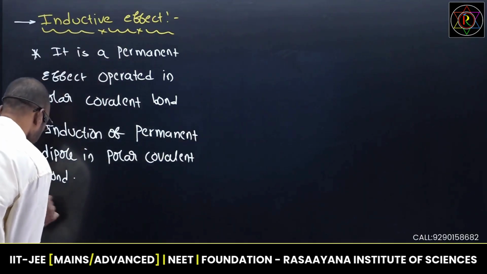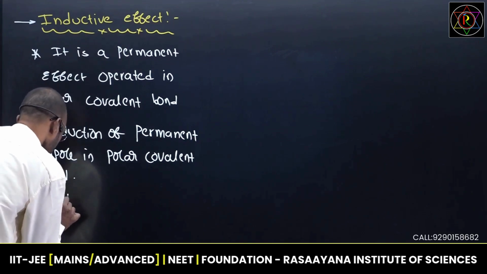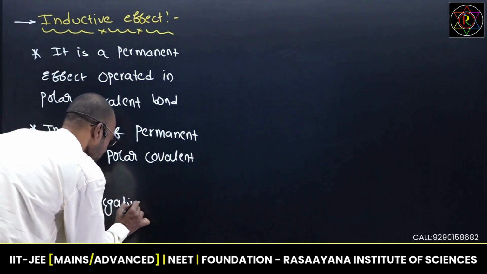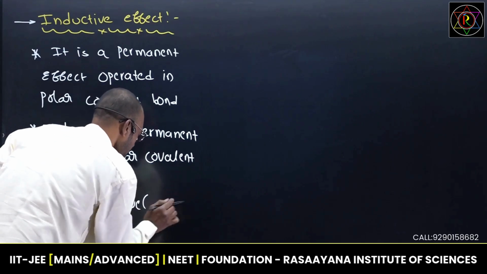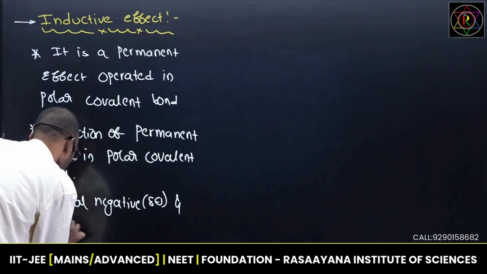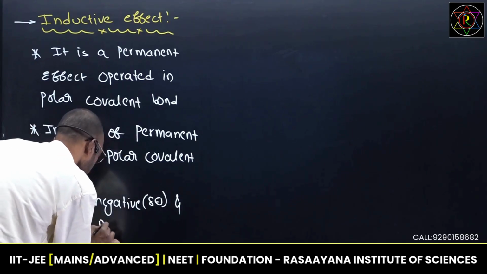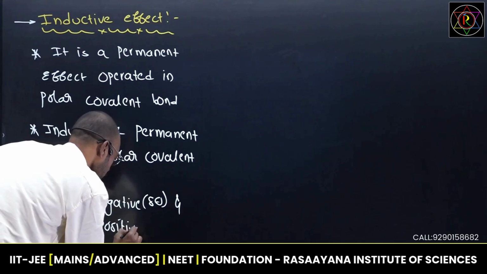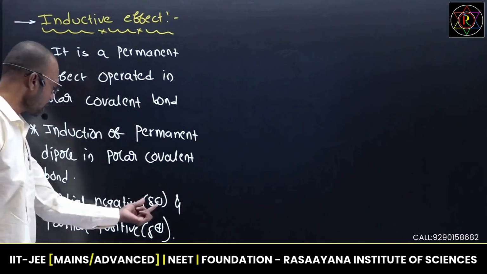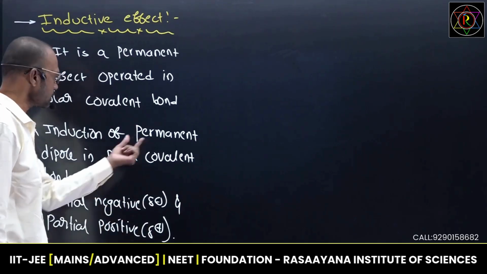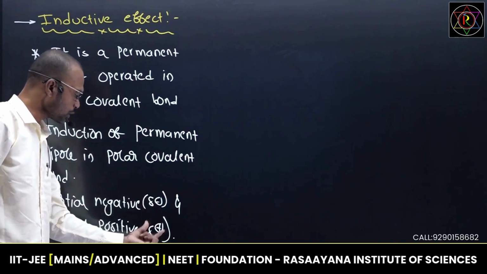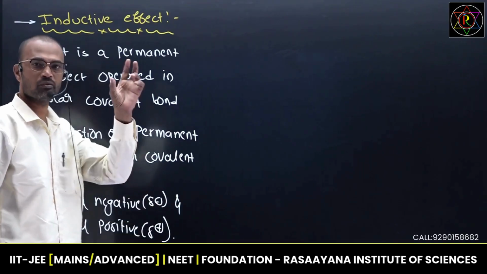Here we have the permanent dipole, where we have a partial negative charge, represented like this, and a partial positive charge, which is represented by delta plus. By generating partial negative and partial positive, we get permanent dipoles within the covalent bond. This partial negative and partial positive is generated between two atoms.